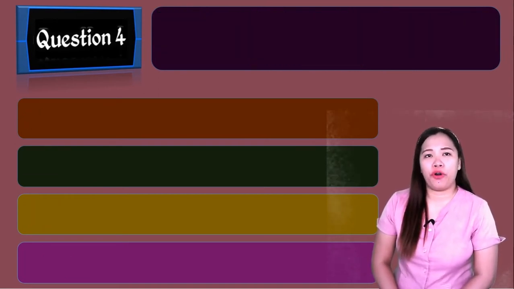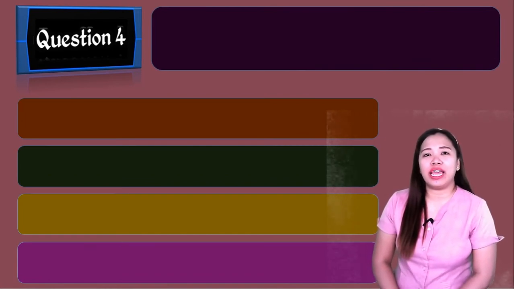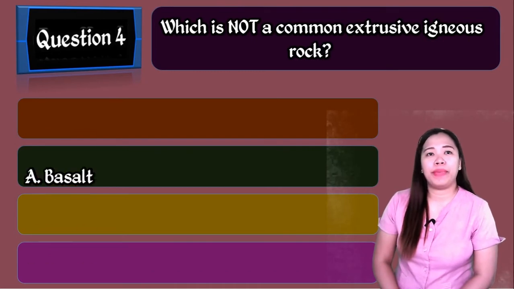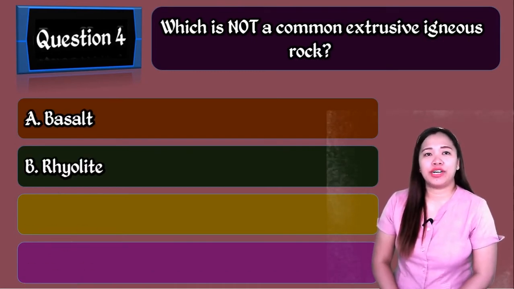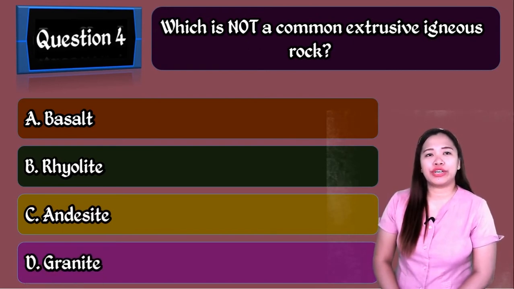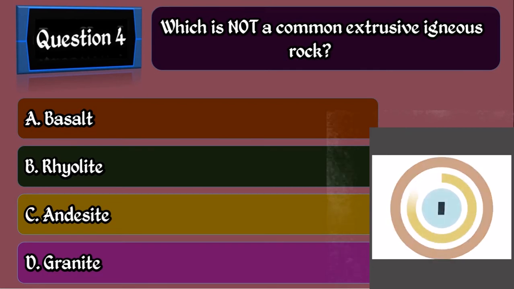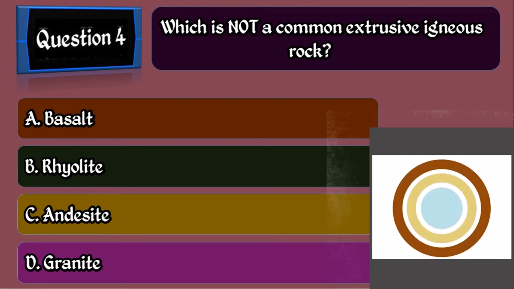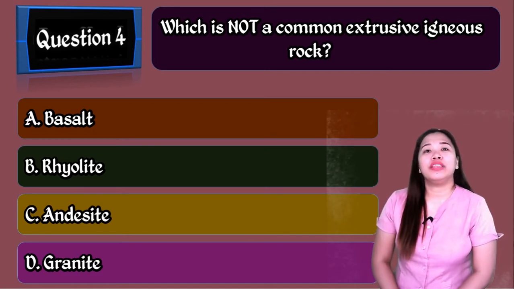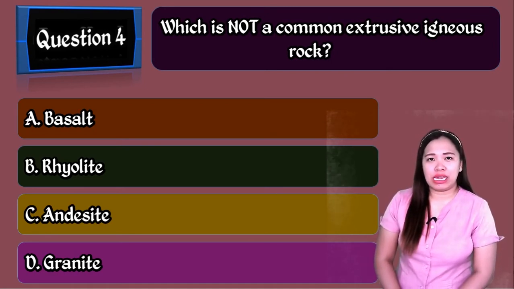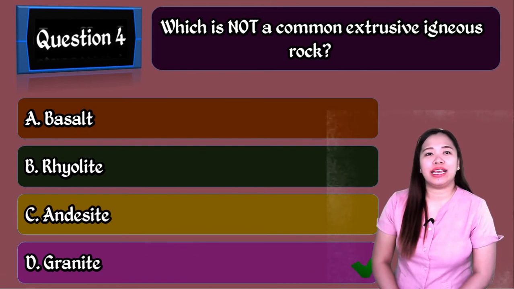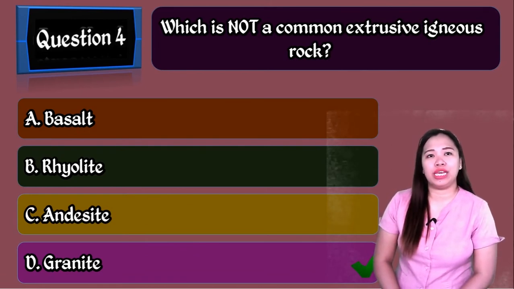Question number 4. Which is not a common extrusive igneous rock? A. Basalt. B. Rhyolite. C. Andesite. D. Granite. The correct answer is letter D, because granite is an example of intrusive igneous rock.